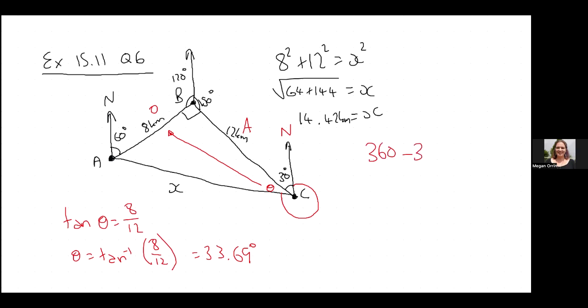Minus 30 minus the angle I just found out, 33.69, gives me 296 or so. They're asking for the nearest degree though, aren't they? They're giving me the answer in the nearest degree. So if I type this in, that would be the nearest degree, and that is what the answer is on the back of the book. But if you have a more specific answer, that is completely fine. All right, that is question 6. I'll do question 7 in the next video.